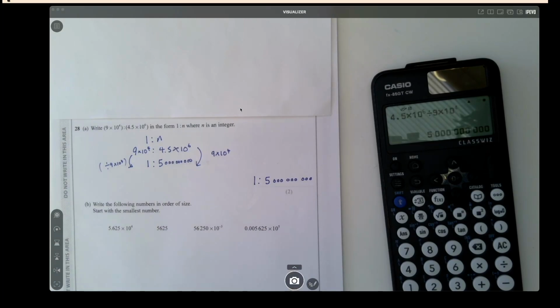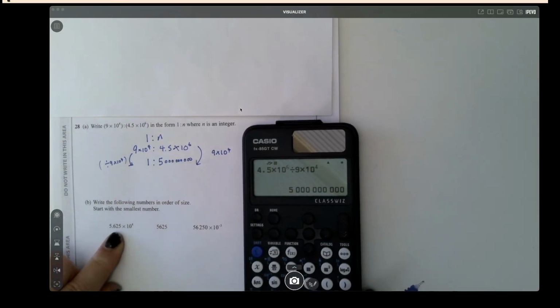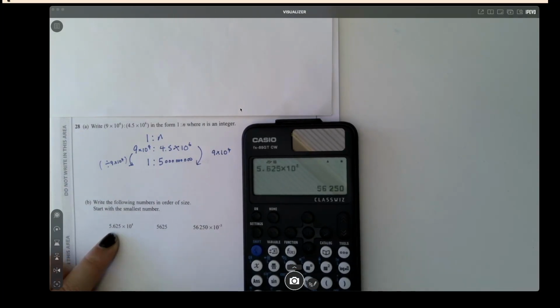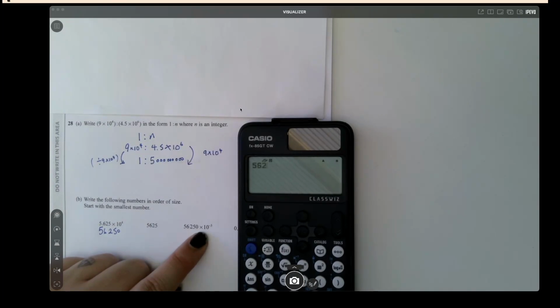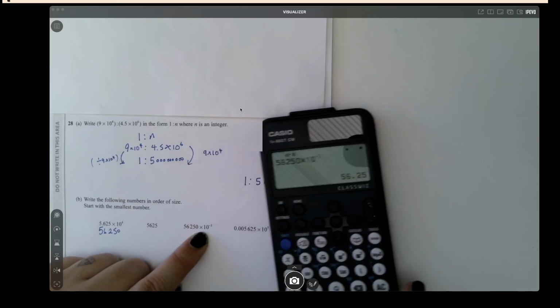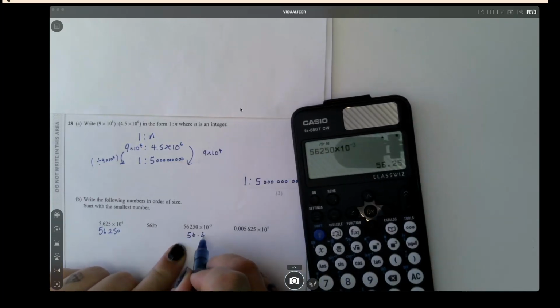Part B, write the following numbers in order of size. Start with the smallest number. So we want to figure out what these numbers are. So 5.625 times 10 to the power of 4 is 56,250. We already know what that is. Now this one, 56250 times 10 to the power of -3, which is 56.25.